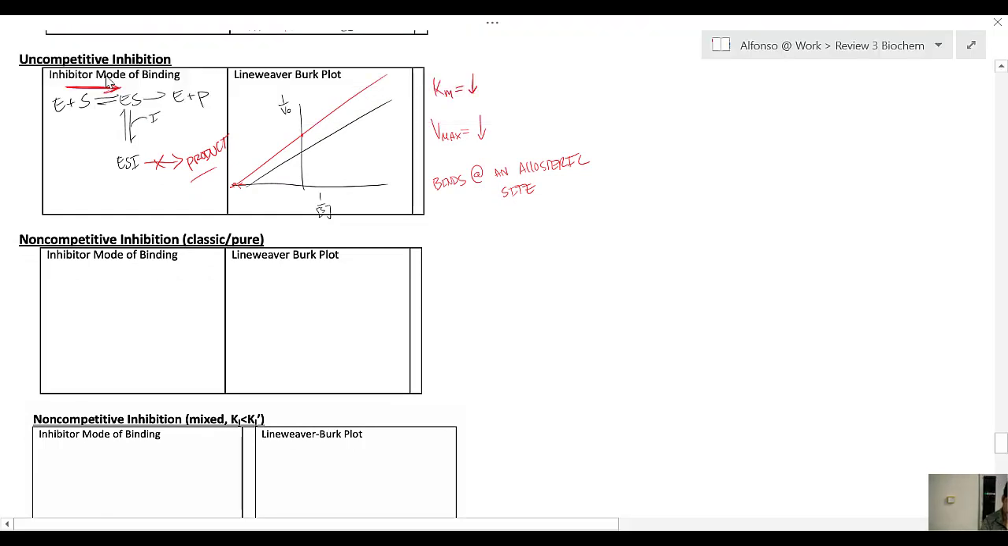All right, non-competitive inhibition, classic, pure. So the inhibitor mode of binding for a non-competitive, classic, or pure inhibitor is as follows. Enzyme plus substrate forms enzyme-substrate complex, and then you get enzyme plus product. So with a non-competitive, pure inhibitor, you're going to get the inhibitor binding to both the free enzyme and the enzyme-substrate complex.